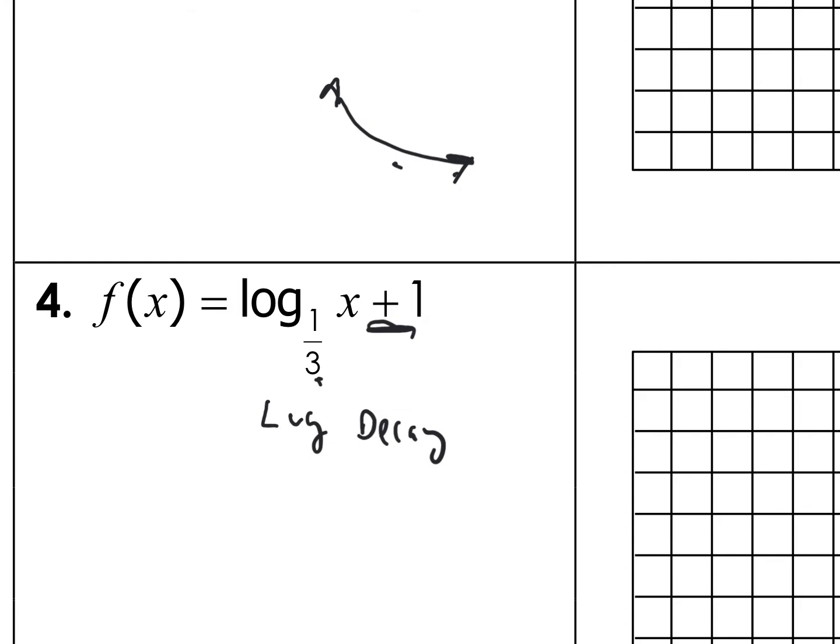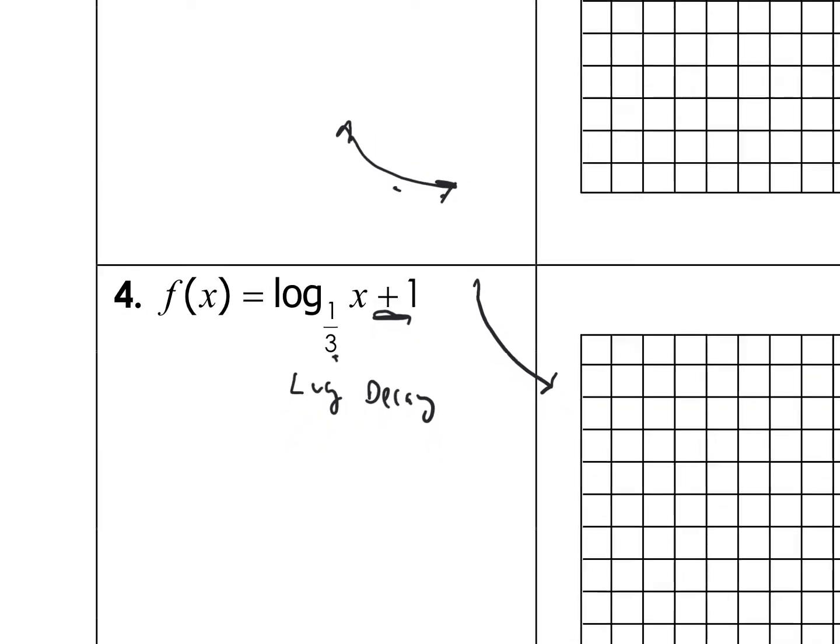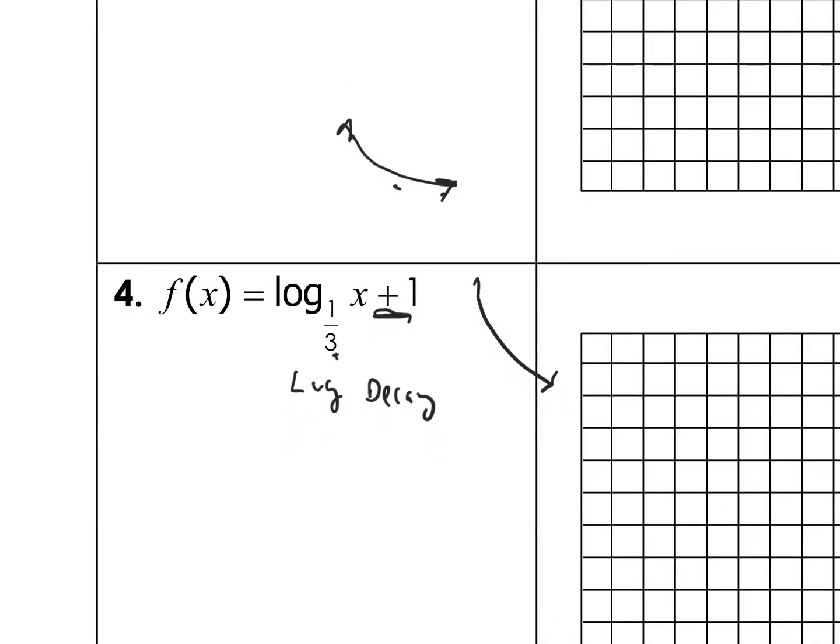A decay on the exponential looked like this. Went down like that. That's what it did. Almost looks the same, except it's not the same graph. If you graph them separately, if you were to graph y equals x to the 1/3, you would see it differently than log of 1/3 of x. If you were to graph those two together, you would see symmetry across y equals x.